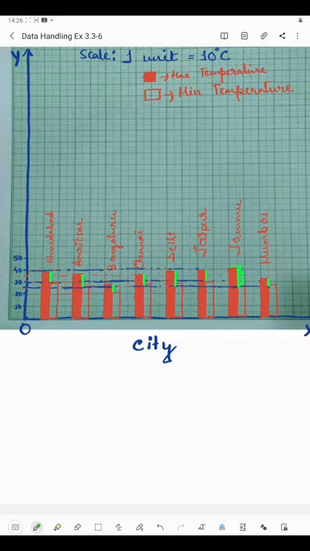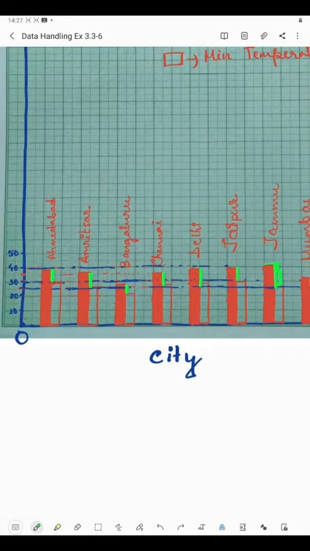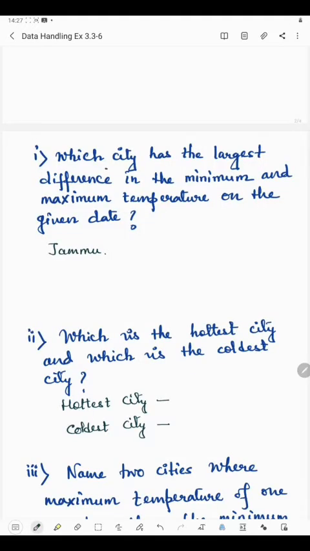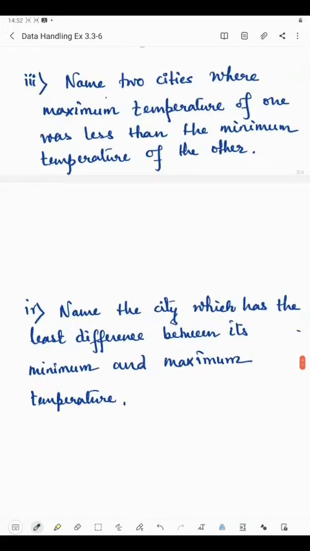Okay, now to find the coldest city, we will have to check the bar which is not shaded. So we can see that Bangalore is the shortest among them, right? So the temperature in Bangalore is lowest. So we will write that the hottest city is Jammu and the coldest city is Bangalore. Okay, now coming to the third part.